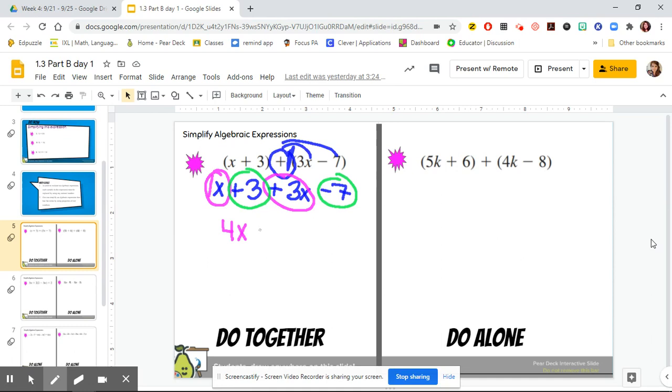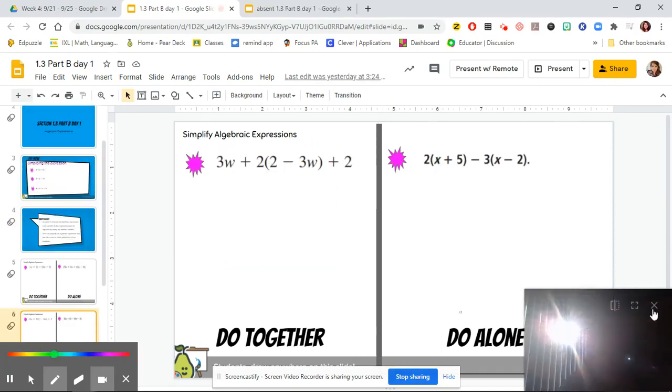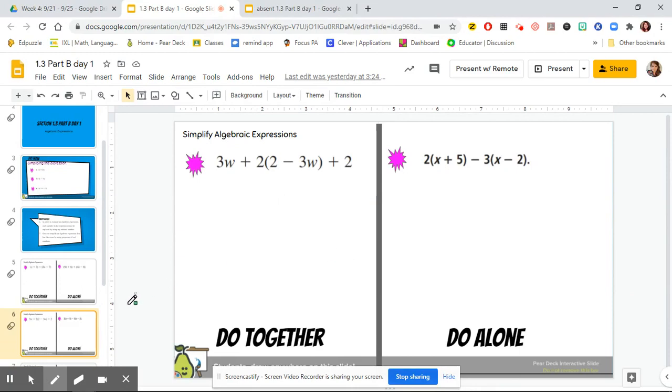3 minus 7 is negative 4. And that's all we need to do. I cannot combine 4x and negative 4 because they are not like terms. Either they both don't have an x or they both don't just have a constant. And that is all.